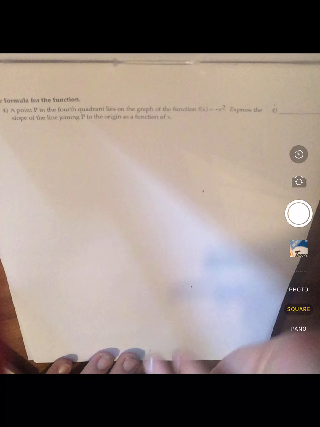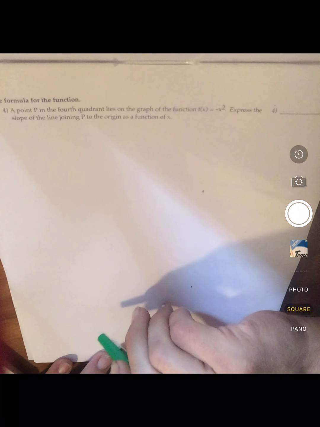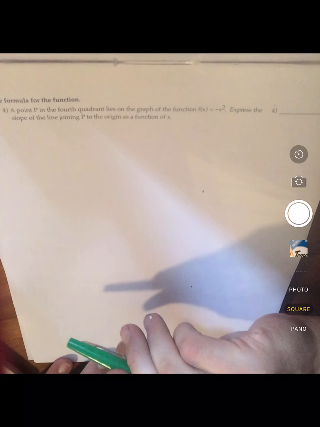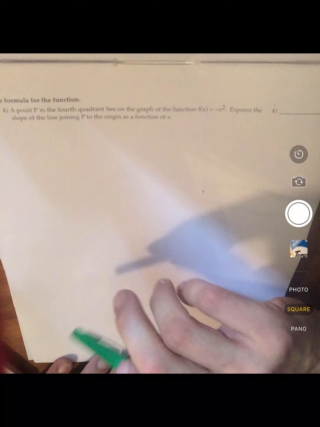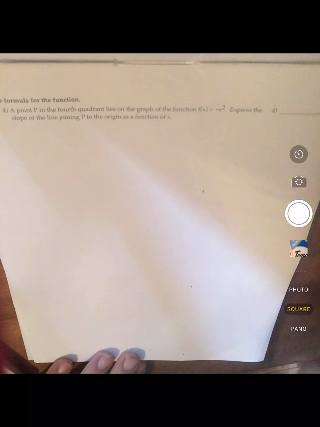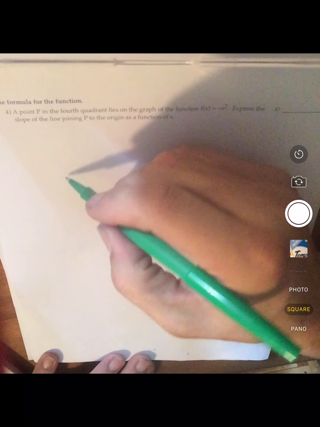A point P in the fourth quadrant lies on the graph for the function f of x equals negative x squared. Express the slope of the line joining P to the origin as a function of x. That sort of could be a head-spinning kind of question just reading it over, but we got to work with a picture. One of the big skills in calculus is going back and forth between the words and symbols you're looking at and the picture. The nice thing is there's a picture to basically everything in calculus, so we got to get good at that. It's obviously a graph picture talking about quadrants and stuff, so let's start with that.